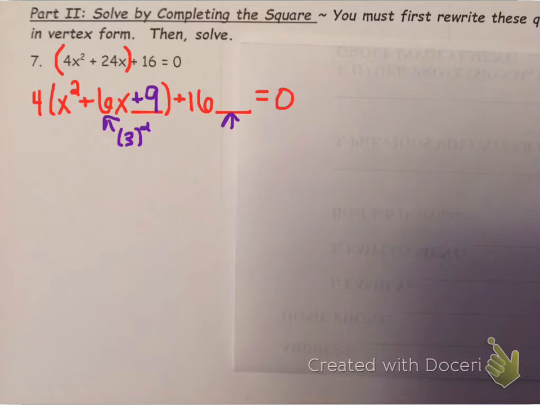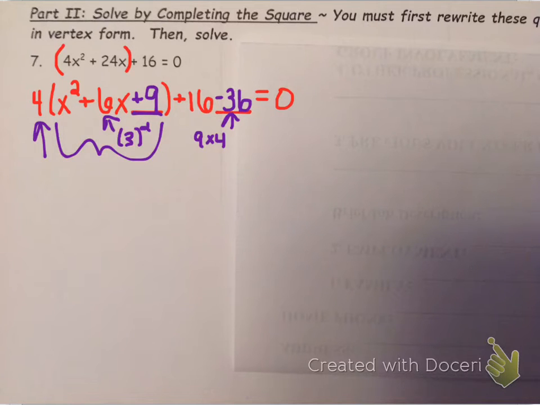What we need to recall is that everything in this set of parentheses was being quadrupled by the 4 out in front of it. So it looks like we added 9 to the left side, but what we actually did was add 9 times 4 to the left side. So to balance our equation, if we added 36 to the left, we would also need to subtract 36 on the left side. And now the completing the square process is actually done. We're ready to write our vertex form.